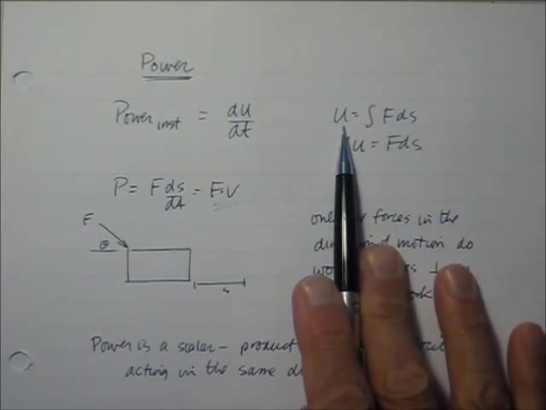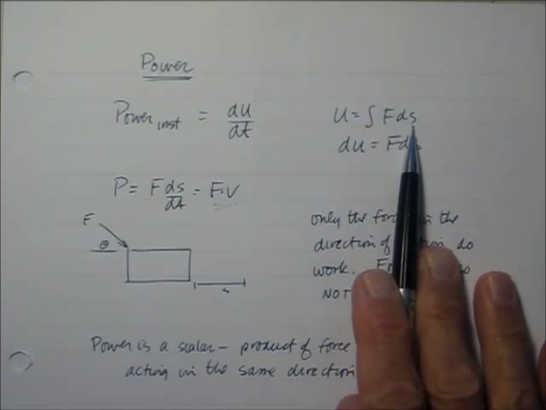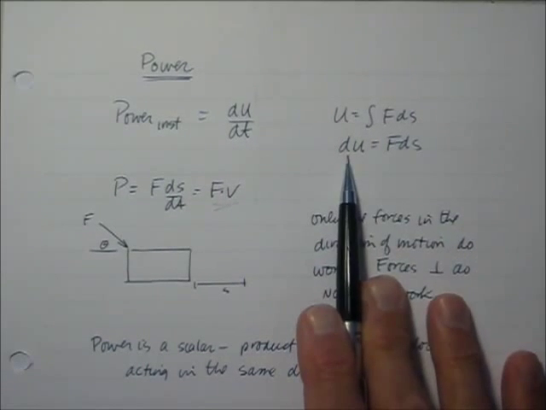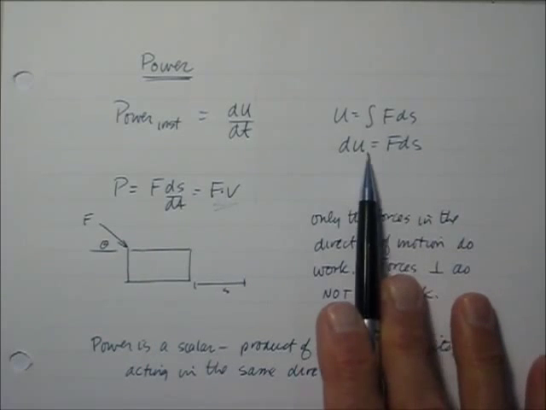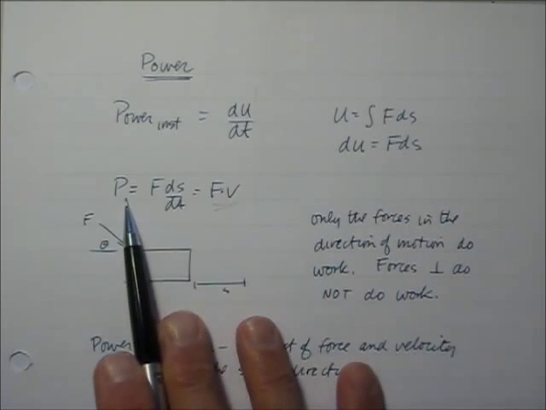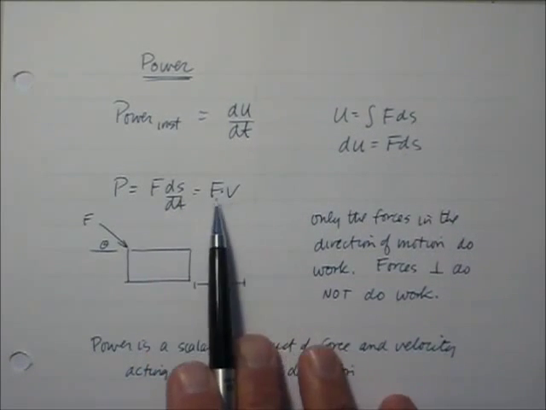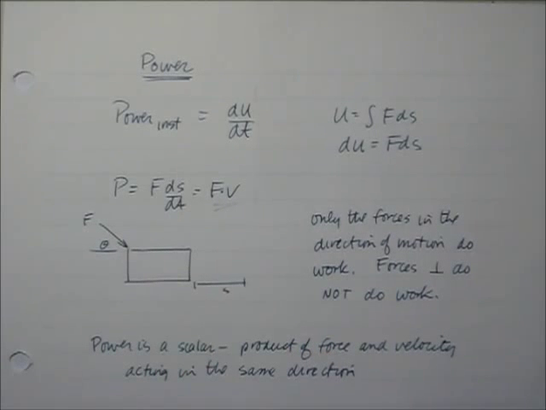And we remember that work, which is U, is equal to the integral of F dS. If I differentiate both sides, I get dU is equal to F dS, and I can plug dU back into here, and then I get power is equal to F dS/dt, and you recognize dS/dt is velocity. So we'll find out that power is equal to the force times velocity, and that's the instantaneous power. It happens at that instant.